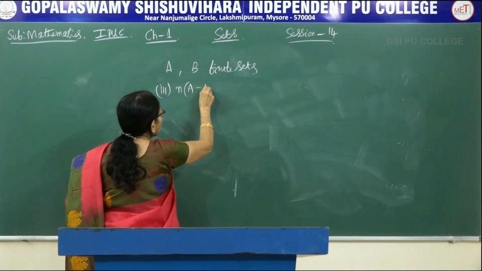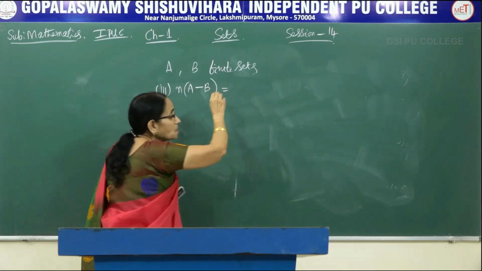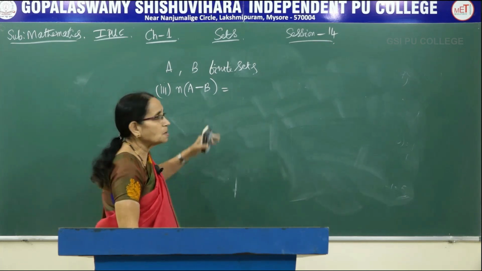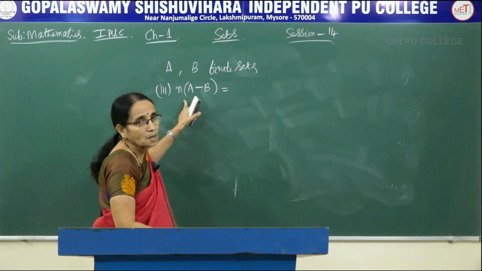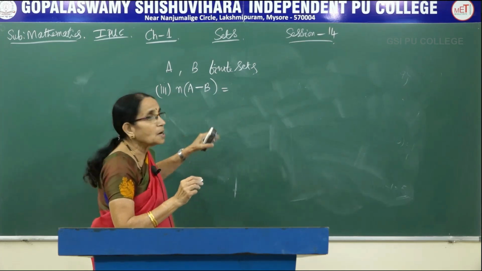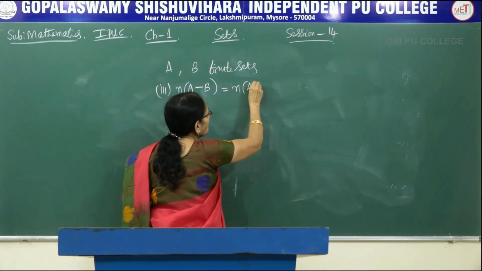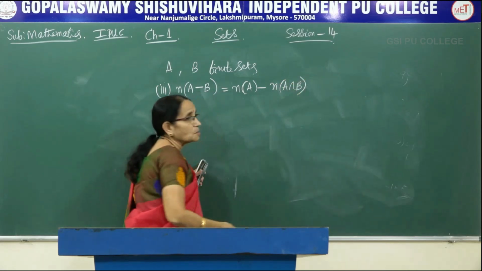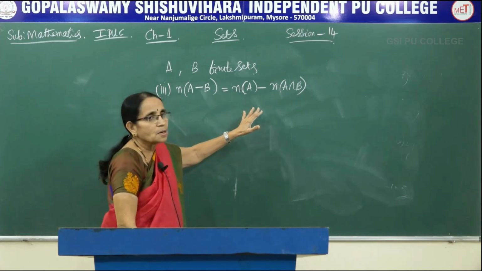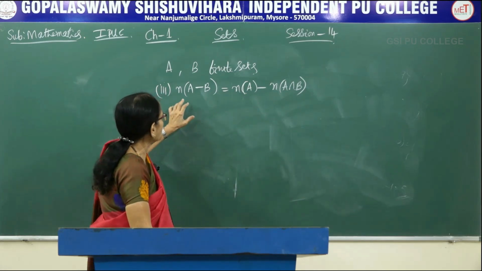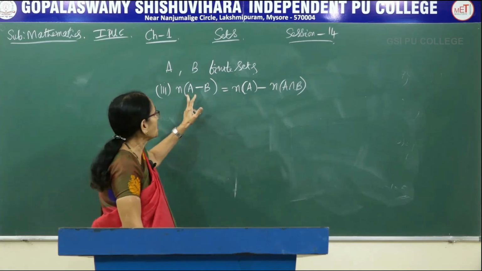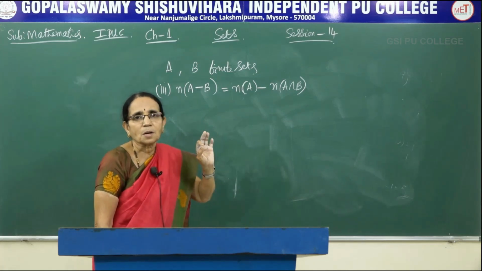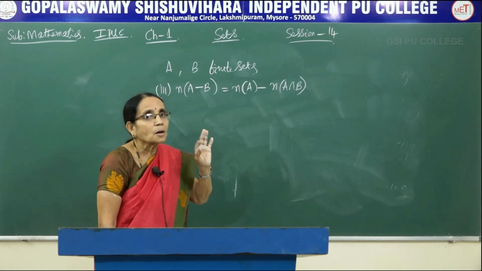Suppose you are finding the number of elements of the difference of A and B, N of A minus B. Of course, A and B are finite sets only. Whenever I use this cardinal number, they have to be finite sets. N of A minus B is obtained by the formula N of A minus N of A intersection B. The order is important because we have learnt in discussing the operation difference that A minus B is not equal to B minus A, that is, the difference is not commutative.